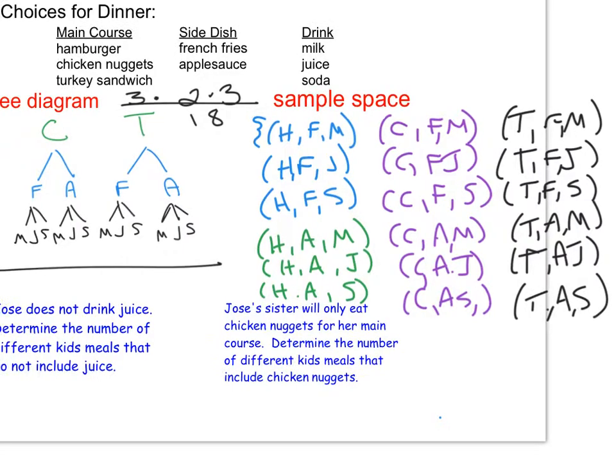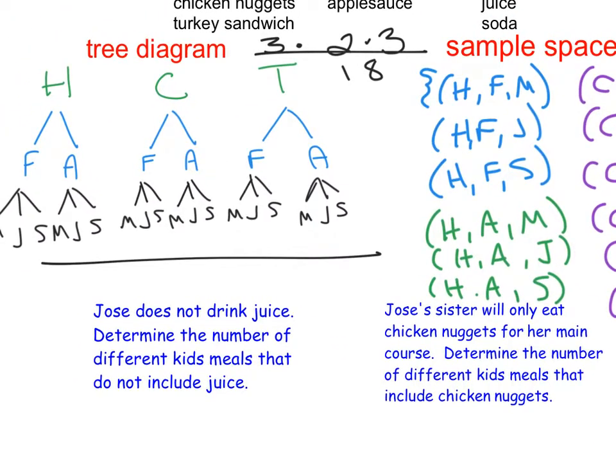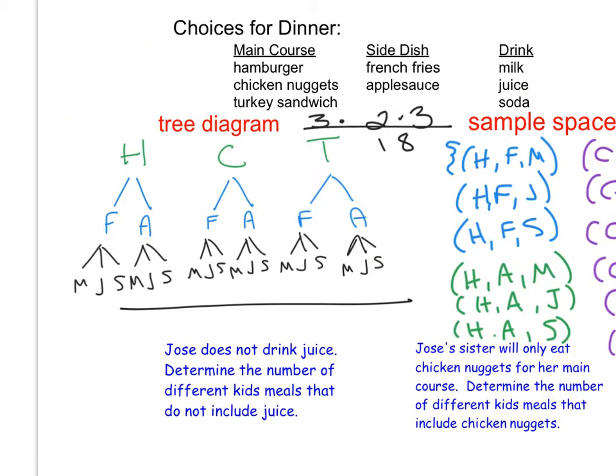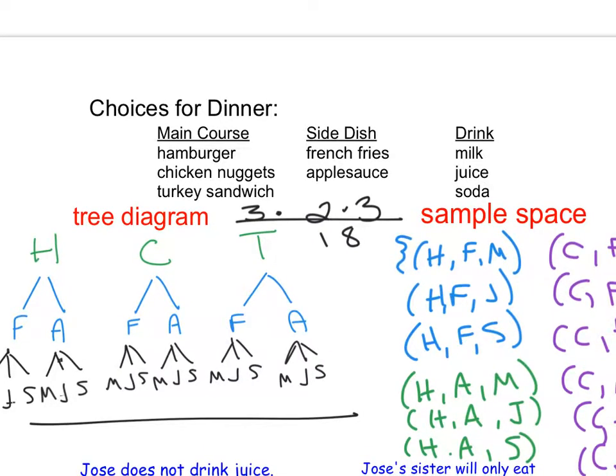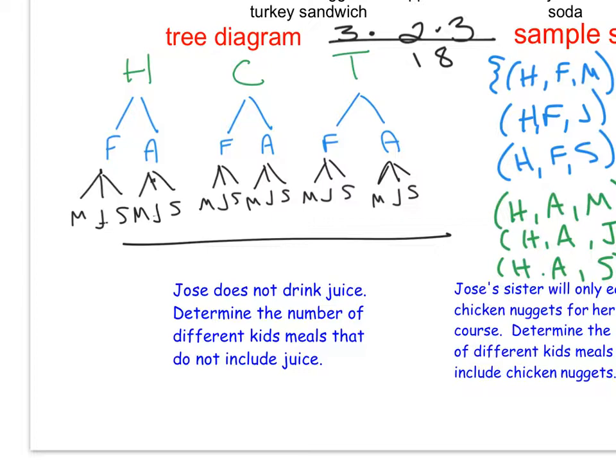So to answer these questions, there's a couple of ways you can answer these questions. Jose does not drink juice. Determine the number of different meals that do not include juice. So there's a few ways you can go about that. You can go through it and be like, okay, here's my sample space. I can just cross out all the places he had juice and then count them up from there. That's one way. The other way would be to look up here at the courses and say, all right, I still have 3 options for the main course. I have 2 for the side dish, but if I don't like juice, then I only have 2 options there. So 3 times 2 times 2, that would be 12.